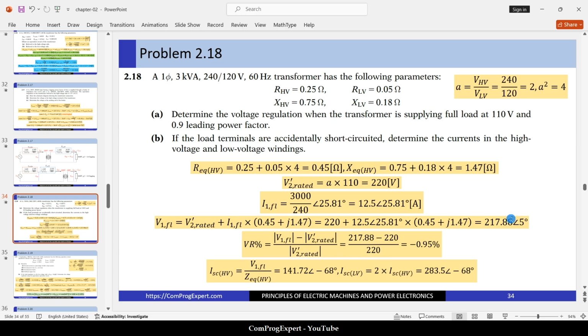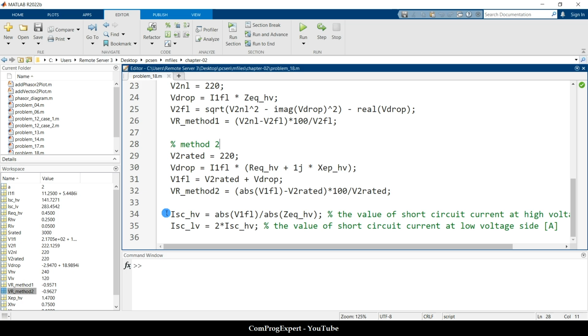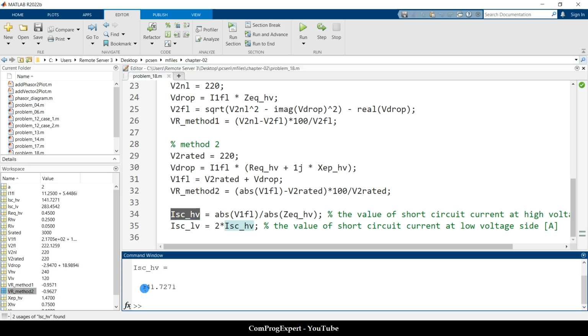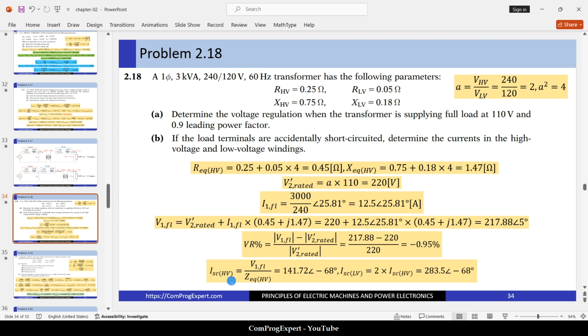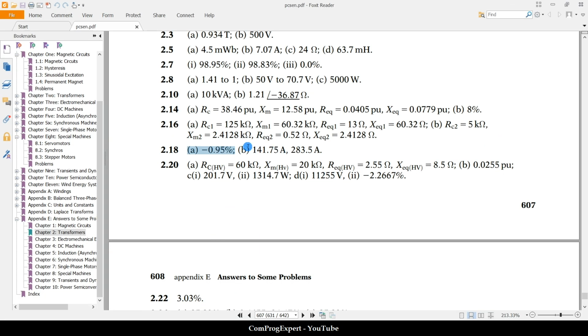If you do the math, replace the numbers. Yes, here is the amplitude of the current for the high voltage side. What is the value? It is 141.7, and you can use the transformation to calculate the short circuit current for the low voltage side, 283.5. This is the case that we have these two numbers for the part B.